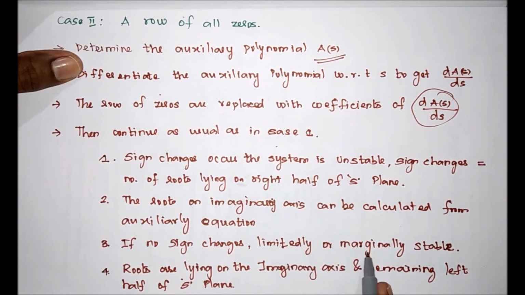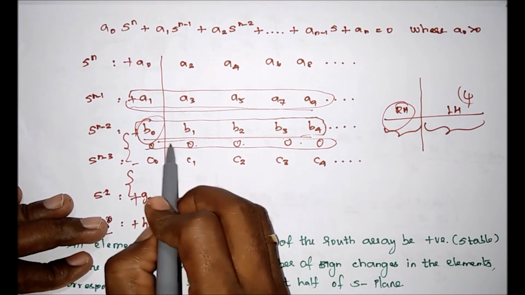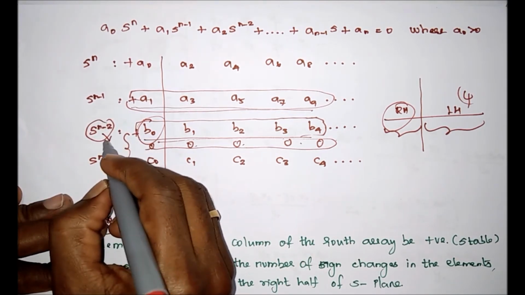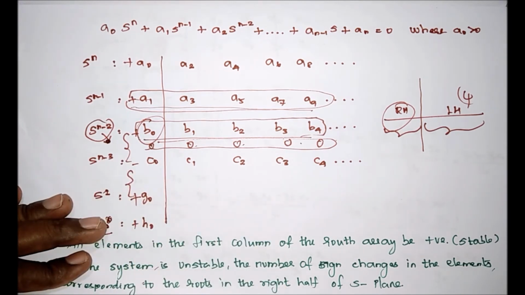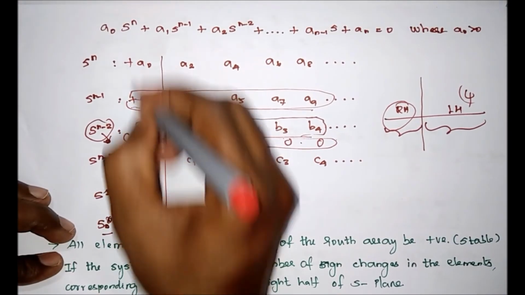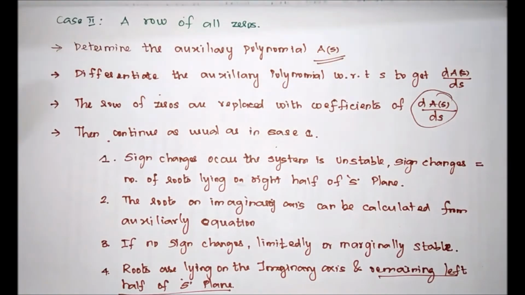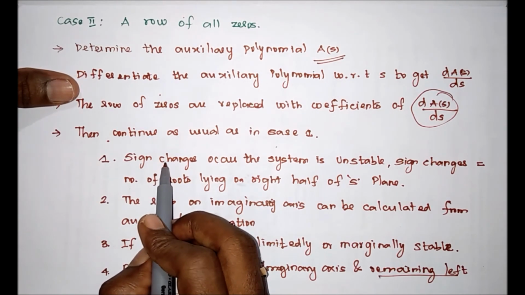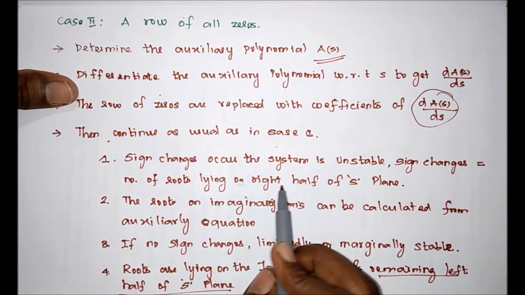Why are we saying limitedly or marginally stable? Because in a row all are 0. Therefore, that many roots, according to its s power, are lying on the imaginary axis. So we take the auxiliary equation, and if we find its roots, those roots are lying on the imaginary axis. The remaining roots are lying on the left hand side of the S plane. Suppose there are sign changes in the first column of this criterion; that many roots are lying on the right hand side of the S plane. So we can say it is an unstable system.